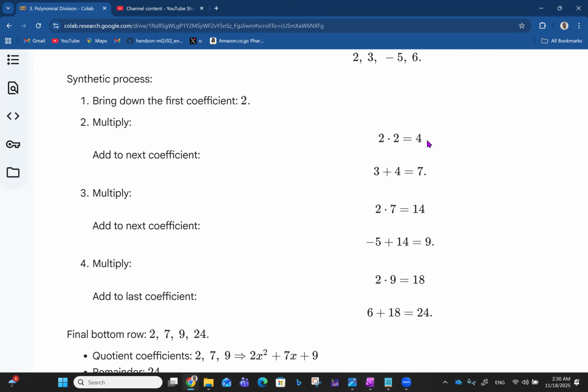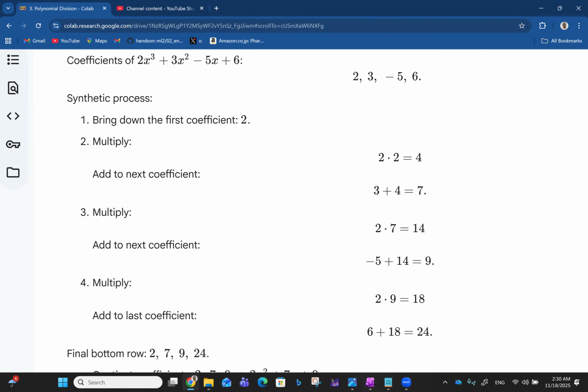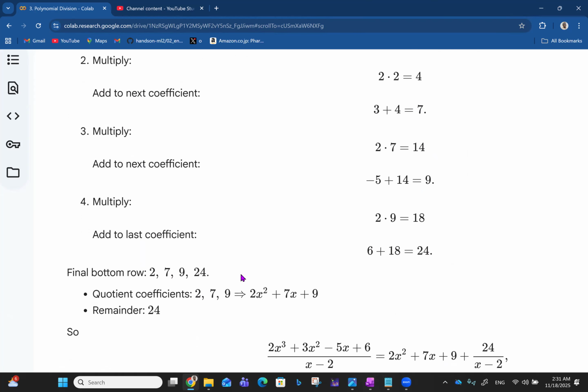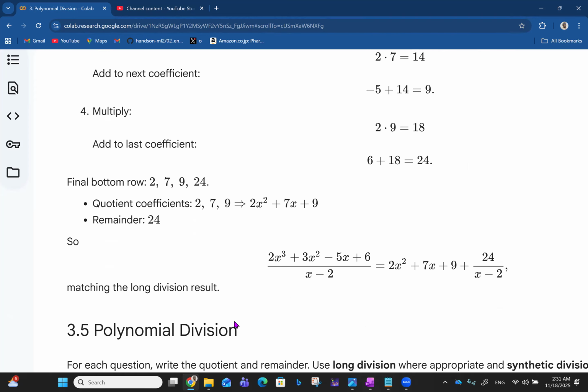So now the final bottom row is 2, 7, 9, and 24. That is after each step of addition: the first coefficient, then the next addition, and then the last addition. These are the quotient coefficients. 2, 7, 9 are the quotient coefficients, so the quotient will be 2x squared plus 7x plus 9. Then 24 is the remainder. And then you can write it in the normal form.